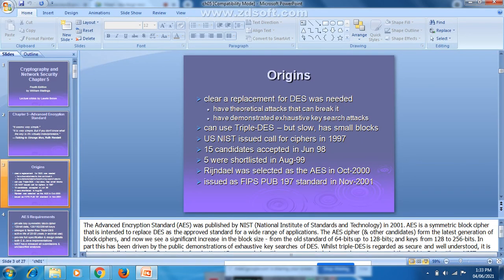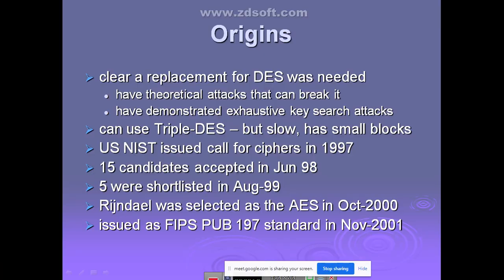Okay, see here. After the DES, some scientists or inventors came up with one more algorithm called the triple DES, right? But that algorithm is also very slow and has small blocks. By using the DES and the triple DES, it is very difficult to develop or implement software. Because of that only they have come up with the AES.